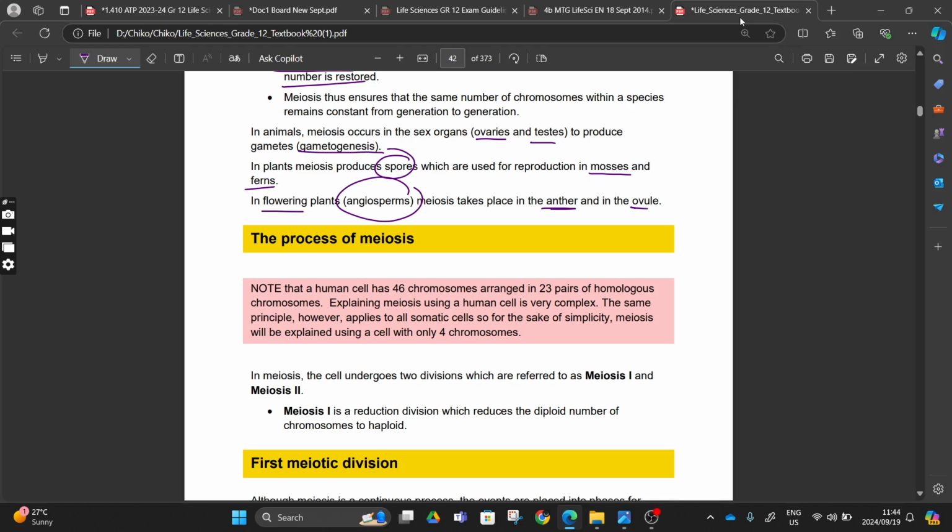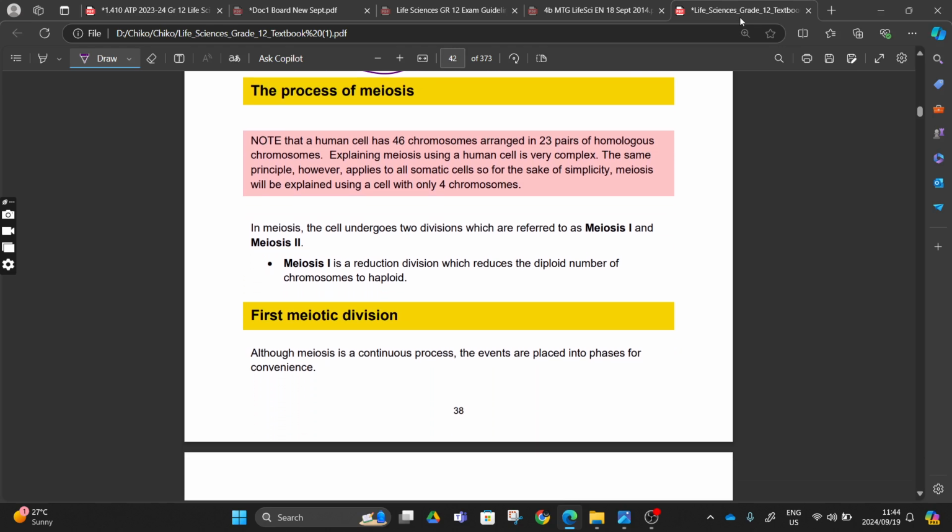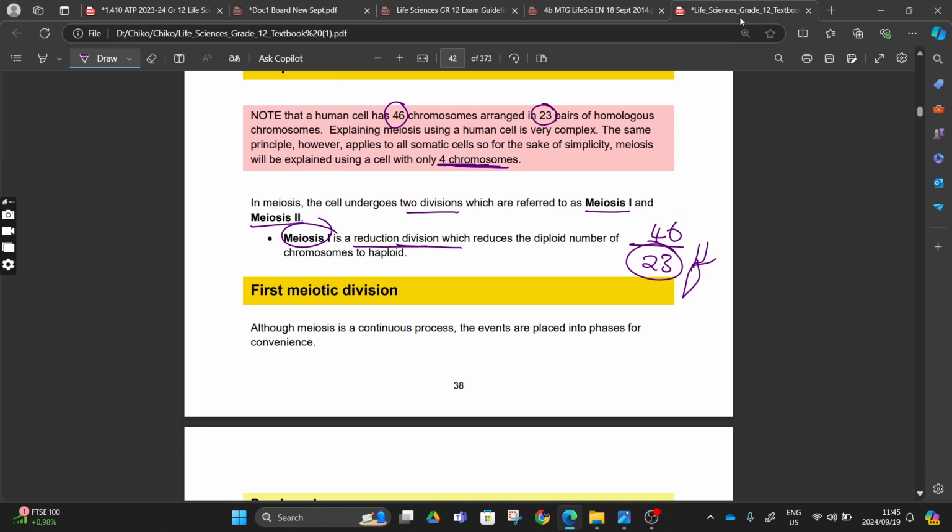And then we move on, but the note there is just that in our human body we have 46 chromosomes in 23 pairs, so it's going to be practically impossible for us to represent these 46 chromosomes, so we only use 4 chromosomes in our illustration of meiosis. And in this process, meiosis undergoes 2 divisions, which are meiosis 1 and meiosis 2. Meiosis 1 is the reduction division, where 46 chromosomes are divided into 23 chromosomes, right? And then from there, these 23 also divide the chromatids, and we'll see when we move on.